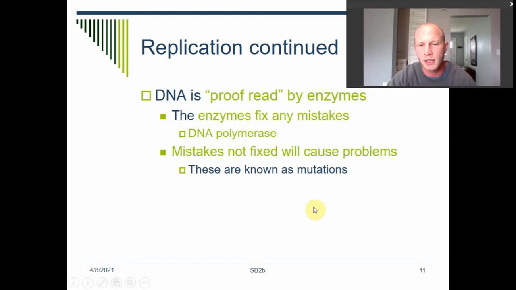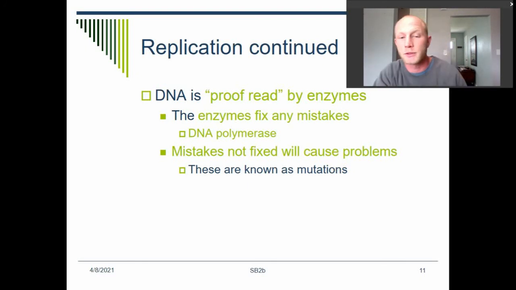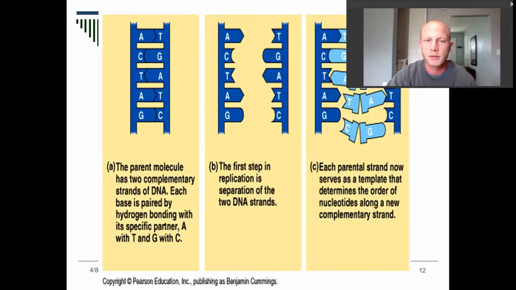So if mistakes are not fixed, these can cause problems, and these are known as mutations. Some of these mistakes do get past these proofreading enzymes, but proofreading enzymes are very efficient, and it's been proven that they do a very good job.